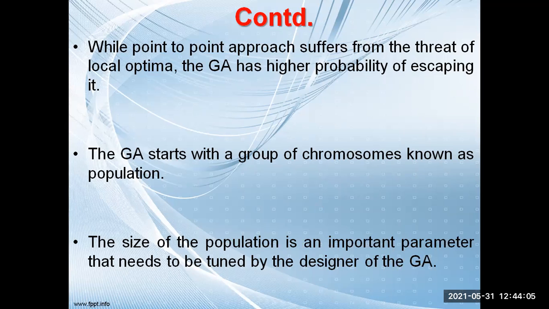The size of the population is an important parameter that needs to be tuned by the designer of the GA. So in the genetic algorithm, the size of the population has to be defined or calculated by tuning the algorithm. How to tune those things, we'll see. That is another task I will discuss.